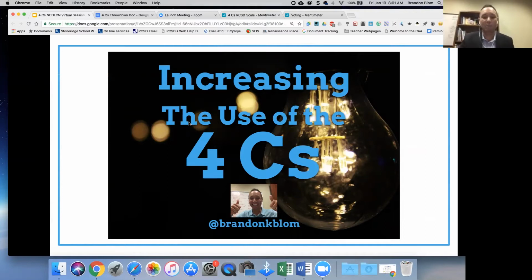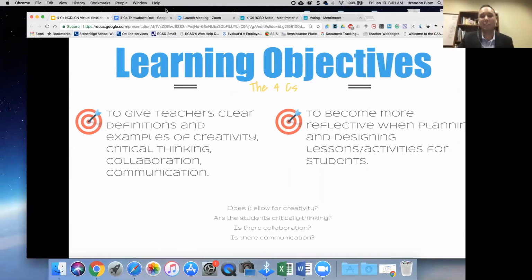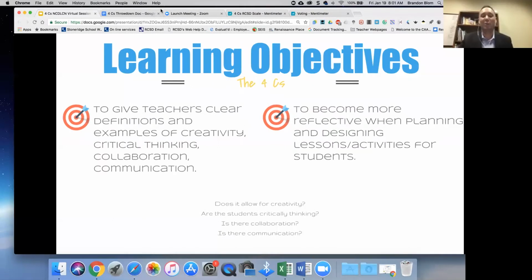At Brandon K. Blom. So learning objectives, 2 things really: to clearly define the 4 C's, which I know a lot of people think they know, especially when we talk about creativity, there's a lot of different definitions. And then we're going to score some activities. If you do some activities that get a low score on the 4 C's, it doesn't mean it's good or bad. When I did this with my staff and with the whole district, it's just to get us to be more reflective about what we can do differently.